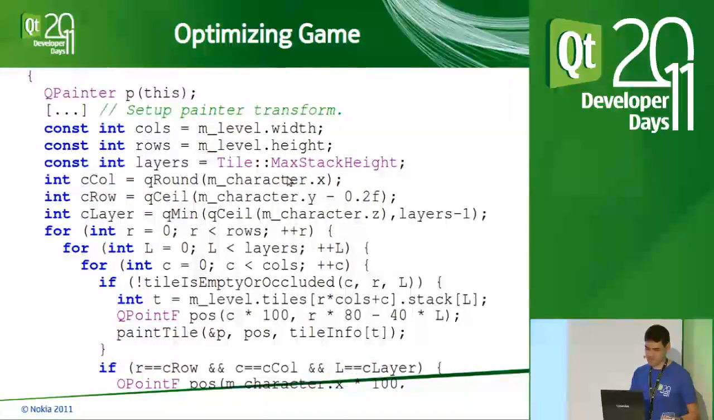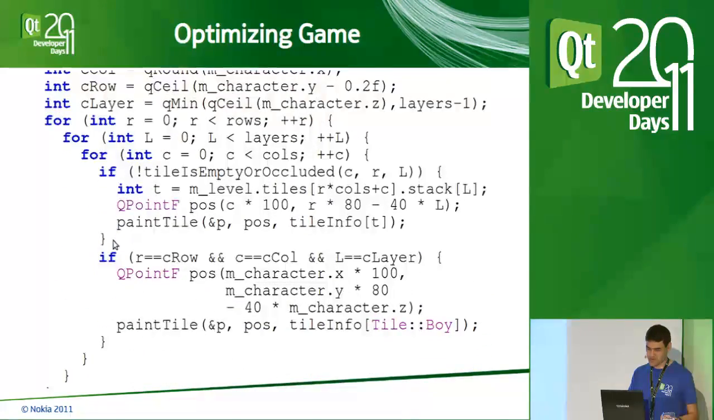In the paint event, I calculate the position of the character to make sure that it is rendered correctly, like in front of some of the tiles and behind some of the other tiles. So this is the tile position.